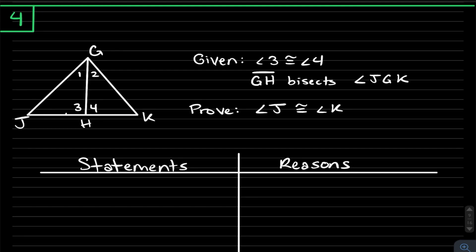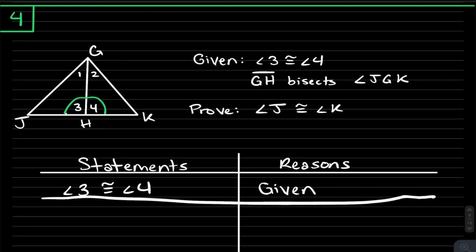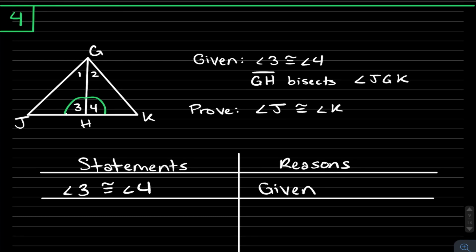But let's start again by writing down our givens. Angle 3 is congruent to angle 4. I'm not going to say that they're right angles because we might not know that for sure yet. Just by looking at it, you can see that they're right angles, but let's just write this down for now. Okay, angle 3 is congruent to angle 4. Great. Now, does that tell us anything? Well, not really. It's just that 2 angles are congruent. Does it tell us anything else is congruent? Well, no. Let's also write down that segment GH is going to bisect angle JGK. That's given. Okay, great.